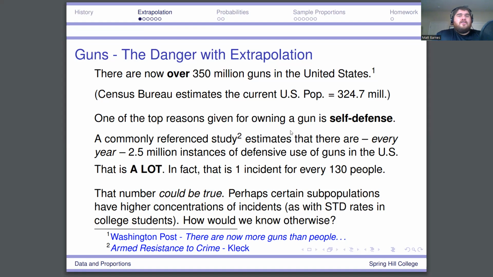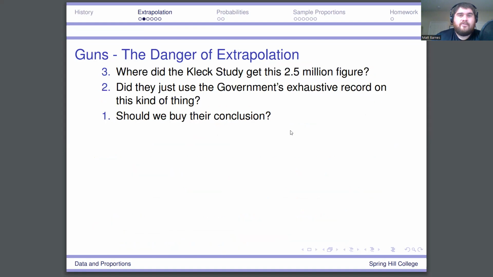But how would we know whether there is a subpopulation that sticks out here? How would we know if the study is trustworthy? There are 3 questions that come to mind. First off, where did this 2.5 million figure come from? That is what they're claiming. One of the ways they could do this is using the government's records to figure out how many uses of guns there were and then how many defensive uses there were. And then the main question we should be asking ourselves anytime we come across something like this is, should we buy their conclusion?